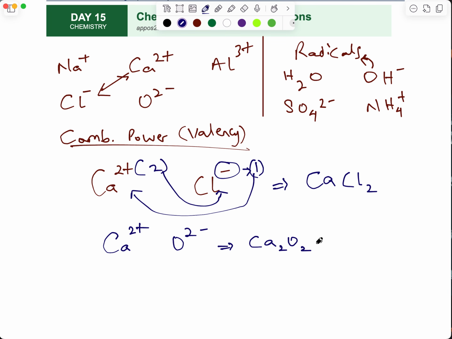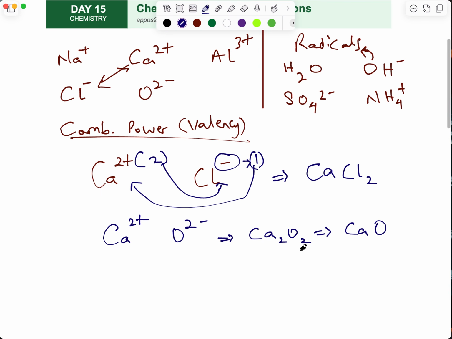But we don't really need these things. We need them in their simplest ratio. So therefore, you're going to have CaO. So this is what we are talking about. So that is exactly how combining power and all of this works. And with the radicals as well, it's also the same thing.